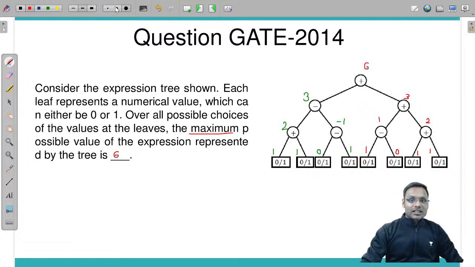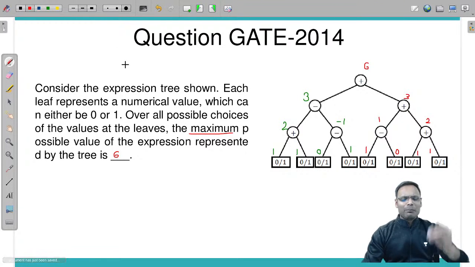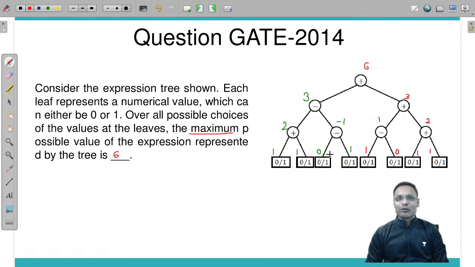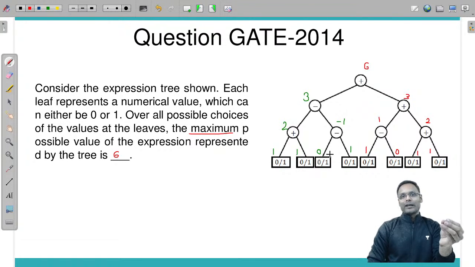But if such a question comes in the exam, I will not recommend you to solve the question this way. I definitely don't want you to solve it like this. Why? I had already solved this, so I know which value will be put where. If you solve this particular question for the very first time, you will initially get either 3 or 4 or 5.